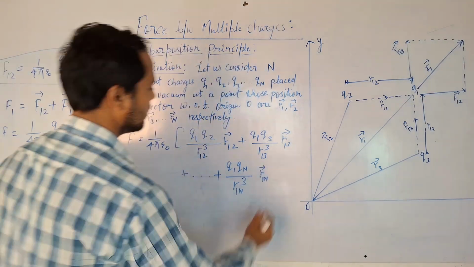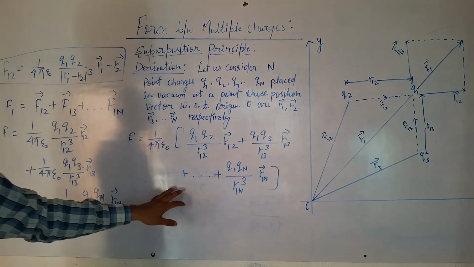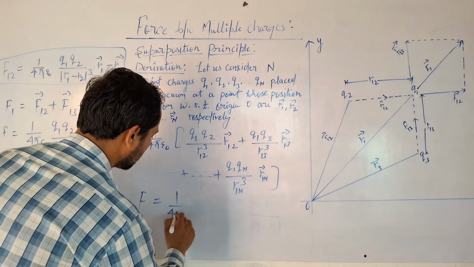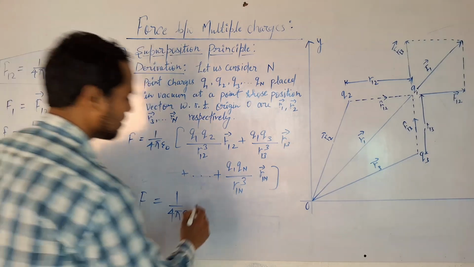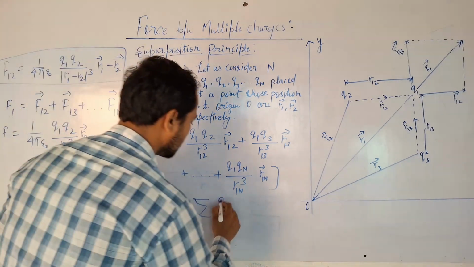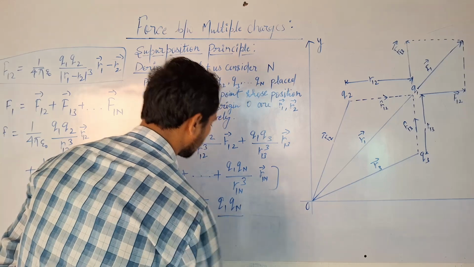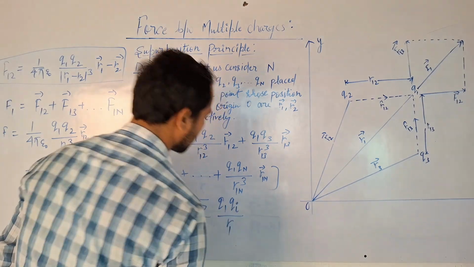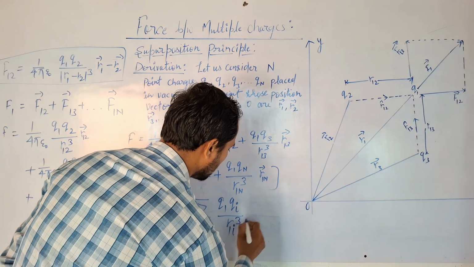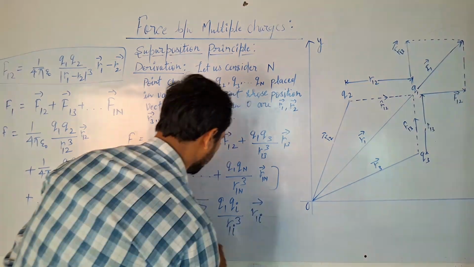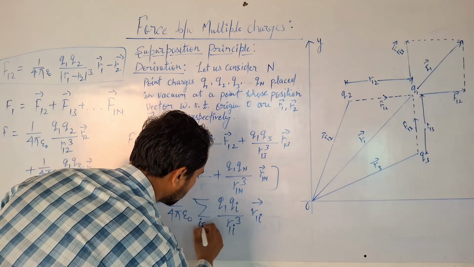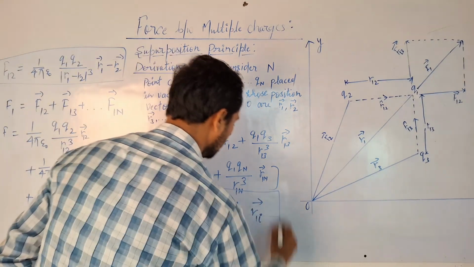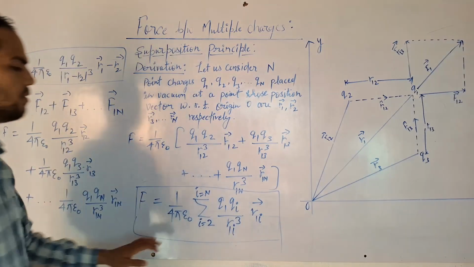R1n vector. And we use the symbol of sum, so we can write it in a general formula: 1 upon 4 pi epsilon naught, sum of Q1 Qi upon R1i cube, R1i vector, with i going from 2 to n.